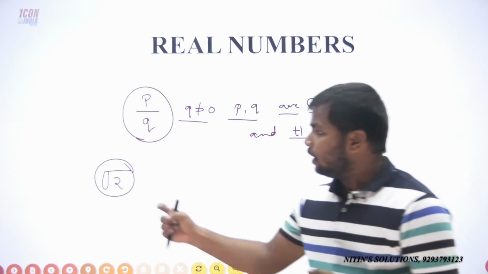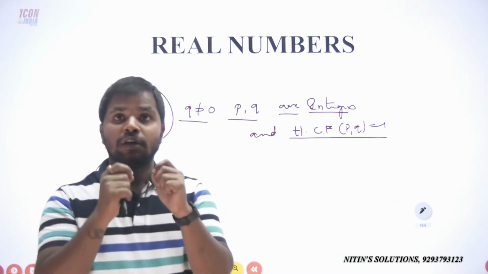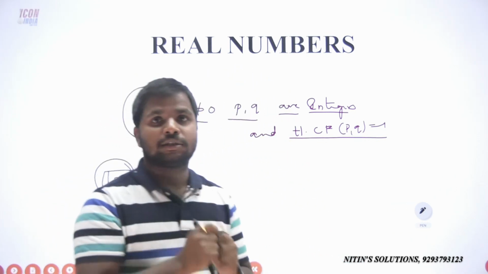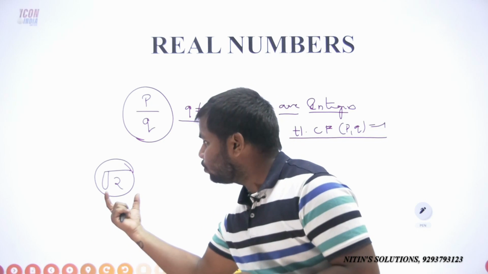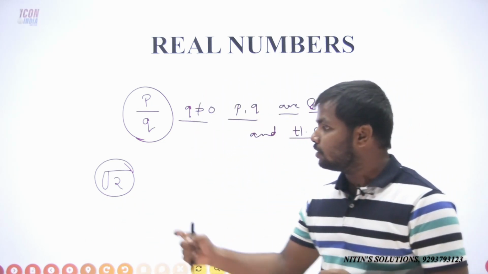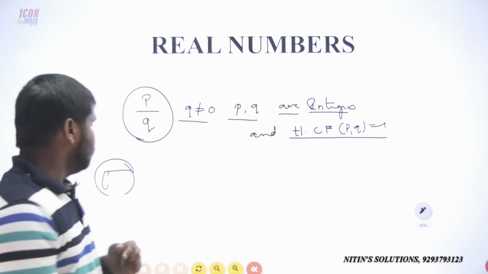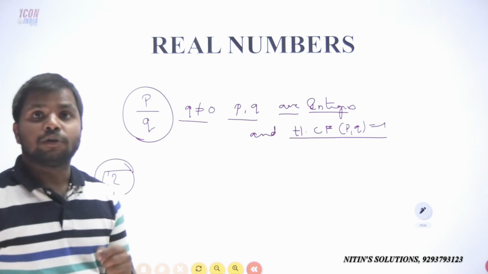Why? Because root 2 is a value which is a non-terminating, non-recurring decimal, right? When you write the solution for root 2, it is a non-terminating, non-recurring decimal, so that is the reason we cannot represent root 2 exactly on the number line.